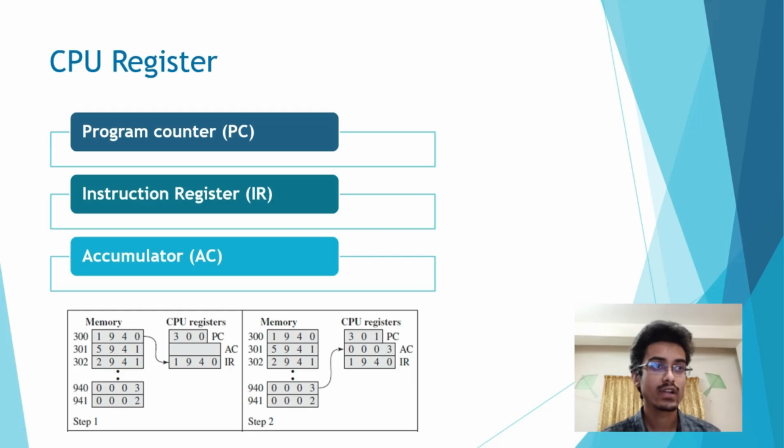An AC, accumulator, is one of the main registers of the arithmetic logical unit, which is the ALU. It is used to store data temporarily and perform arithmetic and logical operations. Here you see, this is the AC and this is a temporary storage, and this 0003 goes here for the ALU.